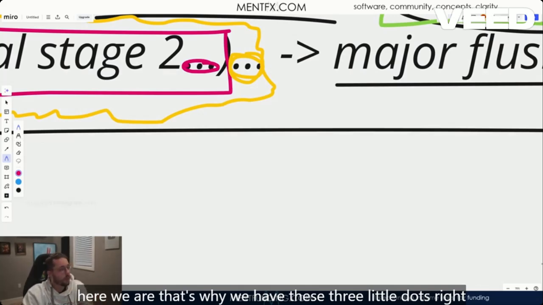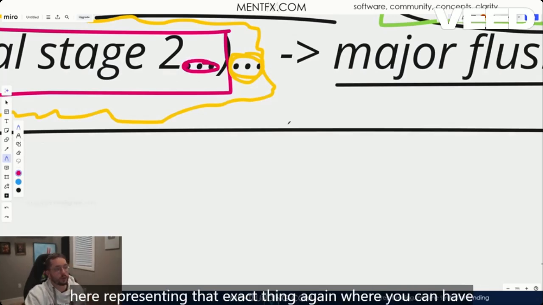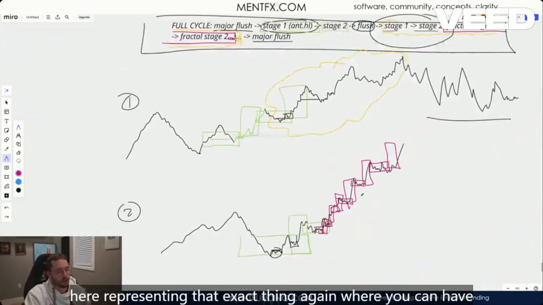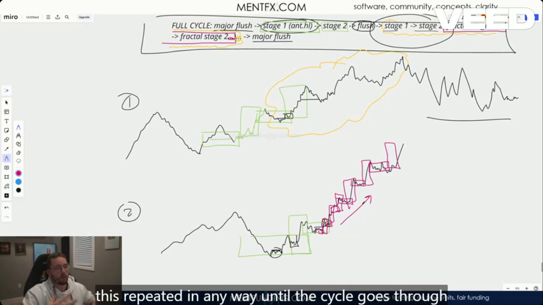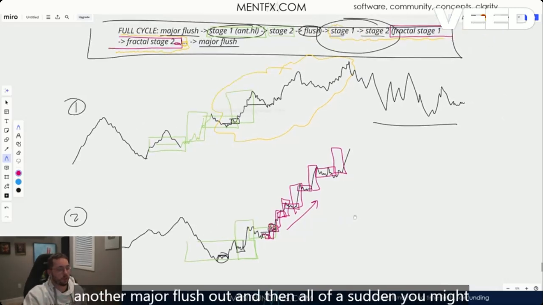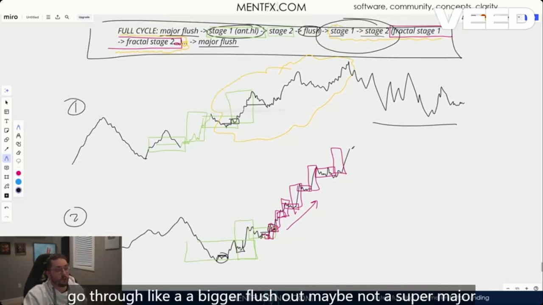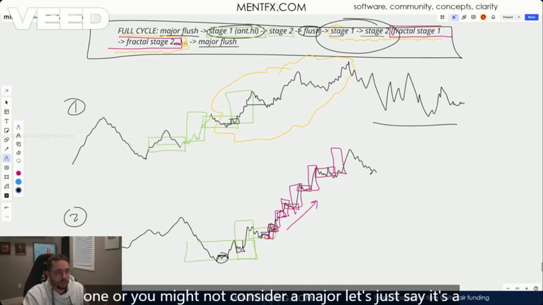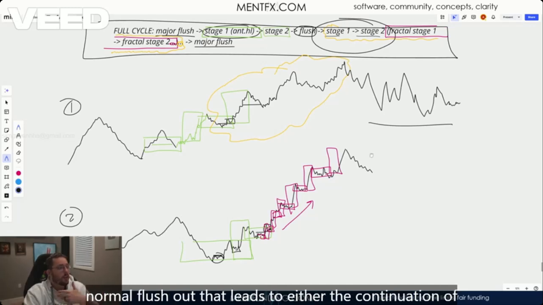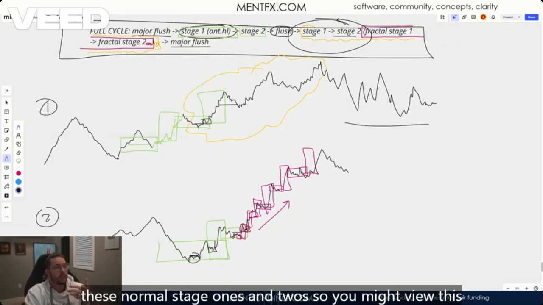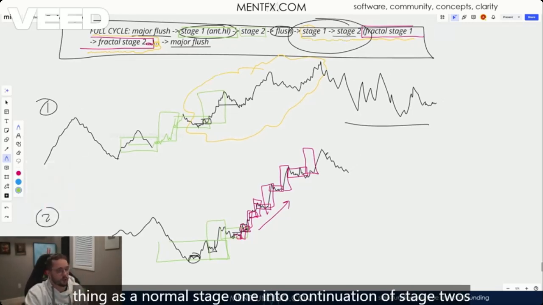That's why we have these three little dots right here representing that exact thing again, where you can have this repeated in any way until the cycle goes through another major flush out. And then all of a sudden you might go through a bigger flush out, maybe not a super major one, or you might not consider it major. Let's just say it's a normal flush out that leads to either the continuation of these normal stage 1s and 2s. So you might view this thing as a normal stage 1 into continuation of stage 2s.